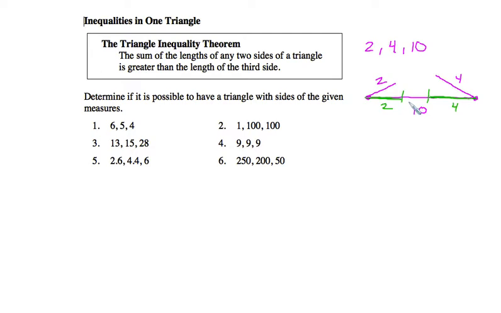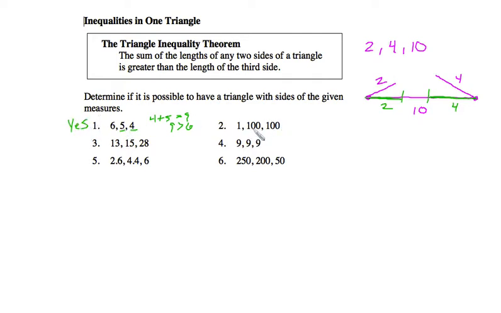So there's a special relationship that exists. The two smaller sides have to add up to be bigger than that third side, otherwise it won't even connect to make a shape. So we're going to try to determine if the following lengths could even be used to make a triangle. So number 1: 6, 5, and 4. We look at the two smaller lengths. 4 plus 5 is 9. 9 is bigger than that third side of 6, so yes, I could make a triangle out of this.